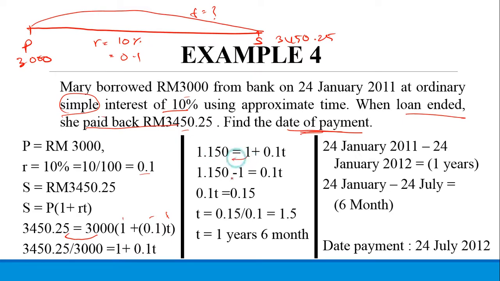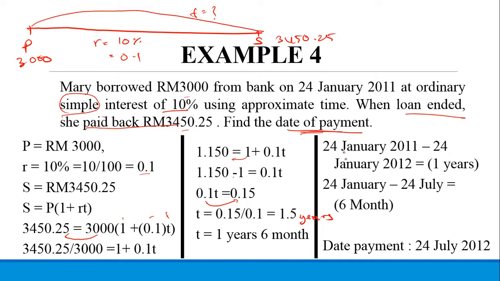I move this one, you minus 1, 0.1T. Move 1 to the left side, becomes minus 0.1T. And 1.15 minus 1, you get 0.15. And then I move 0.1 to the left side, so divide: 0.15 divided by 0.1 is 1.5. Means that 1 year, 6 months. This is 1.5 years. If I separate it, it becomes 1 year, 6 months.